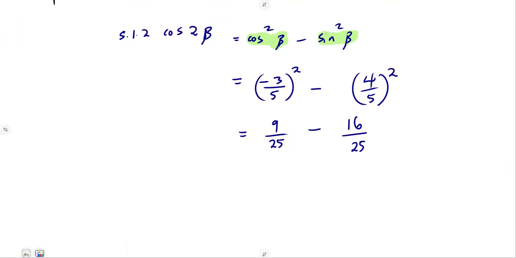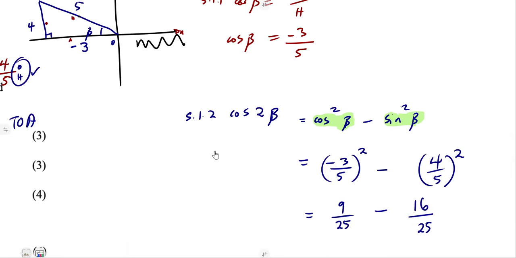So simply subtract your numerators. 9 minus 16 over 25 is going to give us negative 7 over 25. So this is the cos of 2 beta, from the given identity cos squared beta minus sine squared beta. Like I said, any one of the 3 identities was going to work in order for us to have this one. All right, 5.13.